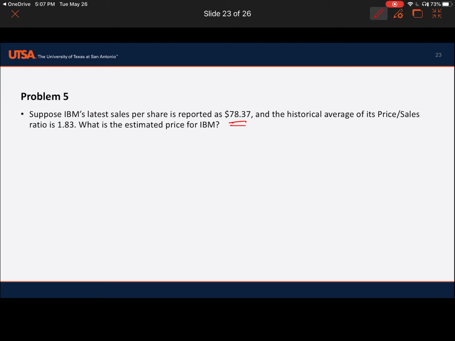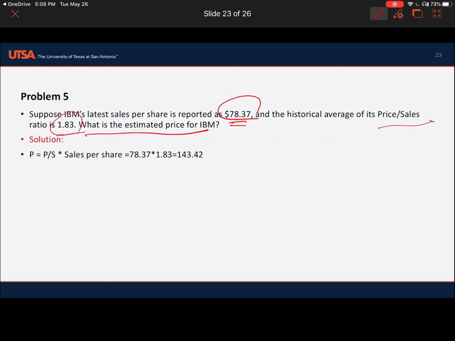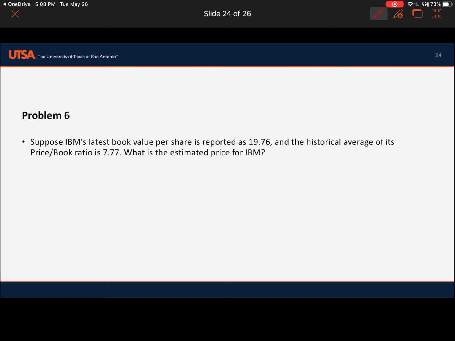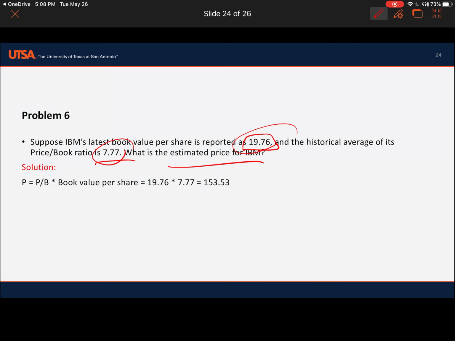Problem 5: suppose IBM's latest sales per share is reported as 78.38, and the historical average of the price to sales ratio is 1.83. What is the estimated price? Similarly, you multiply two values and find 143.42. Problem 6: suppose IBM's latest book value per share is reported as 19.76 and the historical average of its price to book ratio is 7.77. Same, you multiply two values and find the estimated price per share.